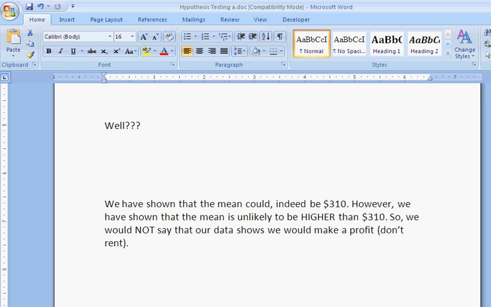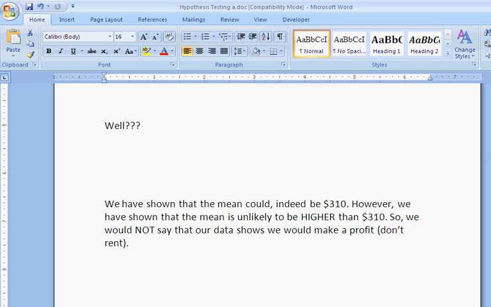So I needed to reject the null hypothesis that it could be 310, and I needed to show that sales were greater than 310 in order to make a good, strong case for renting the kiosk and putting it outside our store. Otherwise, we don't make money. So I have a strong accept of the null hypothesis that it's 310, which means that I do not have good evidence that I am greater than 310. So do not rent the kiosk.